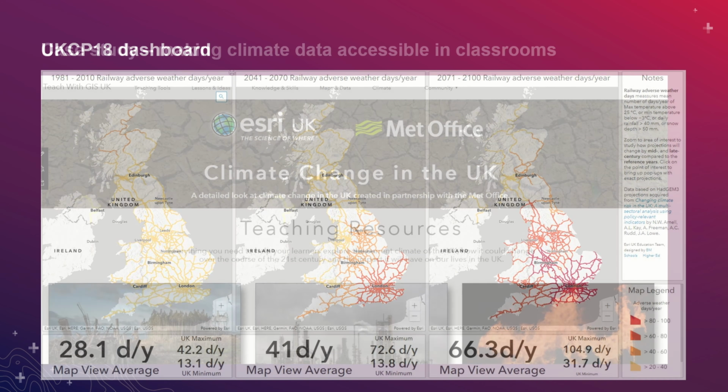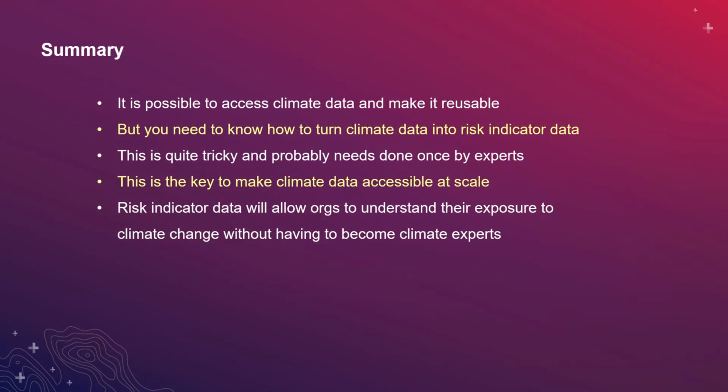So if we come back to the slides, in summary, I would have to say it is possible to access climate data and make it reusable as a non-expert. But to do that, you really need to understand how to turn climate data into risk indicator data sets, or in our case, find a paper and extract that data and then use it. Because otherwise it's quite tricky. This task probably needs to be done once and by experts to make sure it's correct. And I think that really is the key to making climate data accessible at scale.